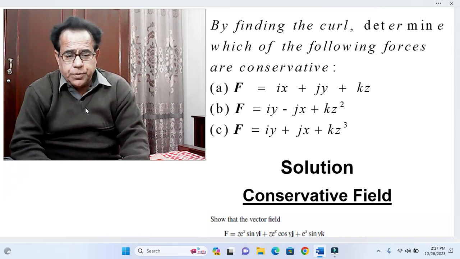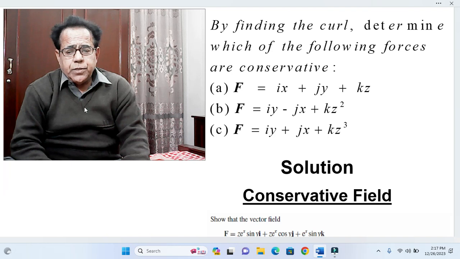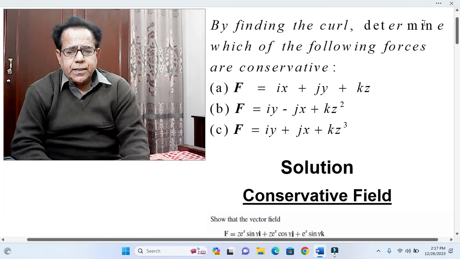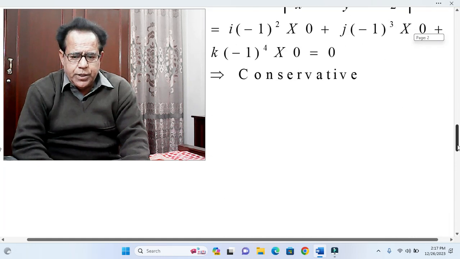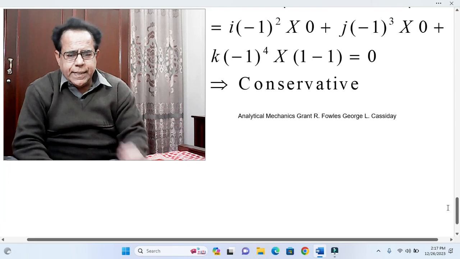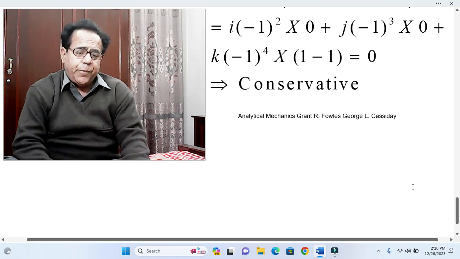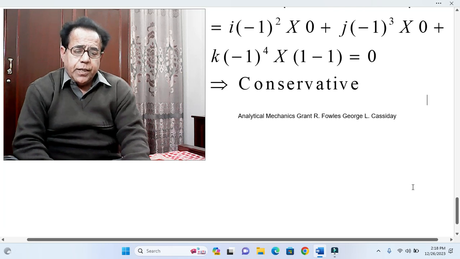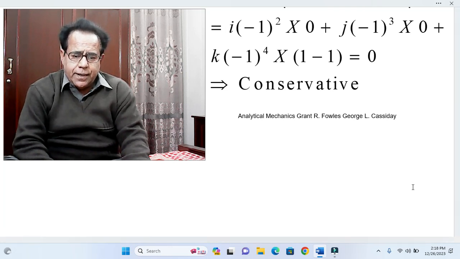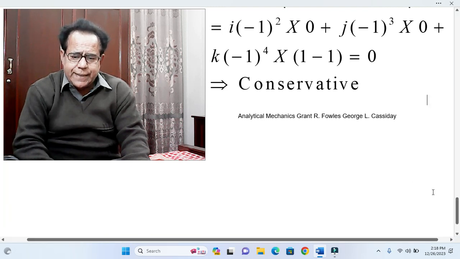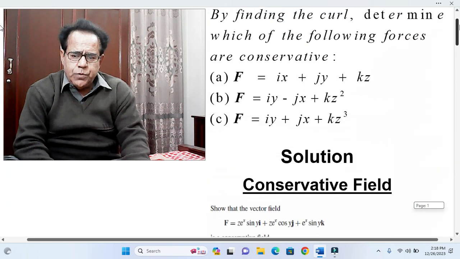This is our next problem, having been chosen from the book Classical Mechanics by Fowles and Cassidy. Let us see its full name: Analytical Mechanics by Grant R. Fowles and George L. Cassidy. As usual, we first come to its statement.